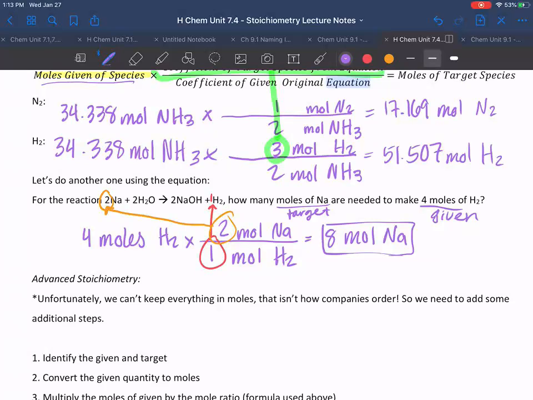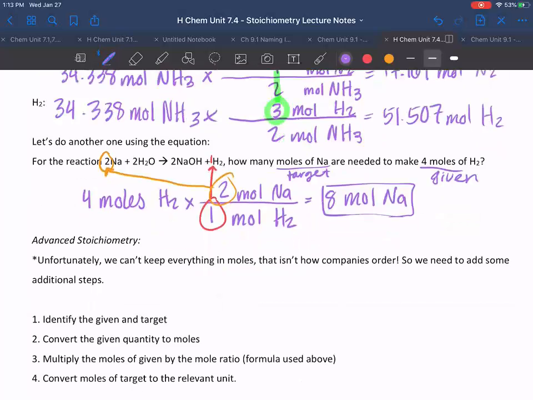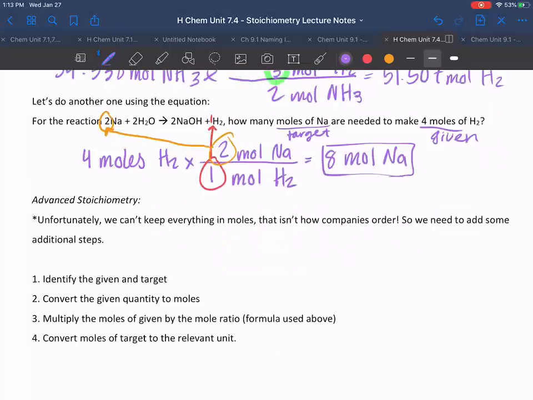So the steps here is that you're identifying the given and the target. You're converting things to moles, then multiply by the mole ratio, and convert back to whatever the target unit is, okay? Let's do some practice.